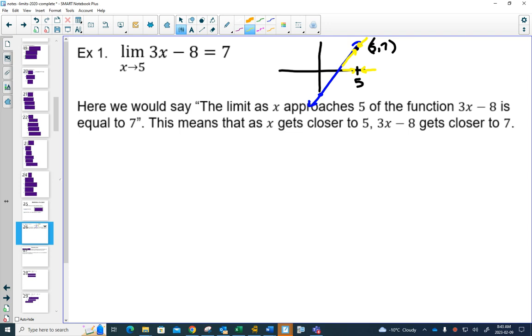But there might be some functions, right? Something like this. It definitely is discontinuous. If I was coming from this side, it would approach this y value, but from this side, it would approach a different y value. Then we say the limit doesn't exist, because as you're getting close to whatever the x value is there, the left side and the right side are different.